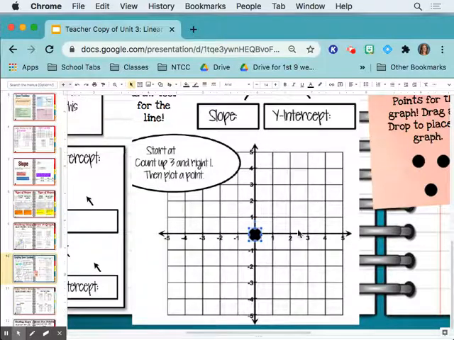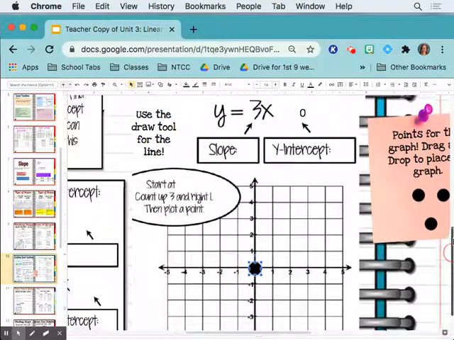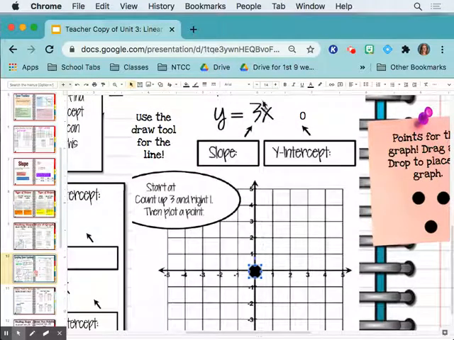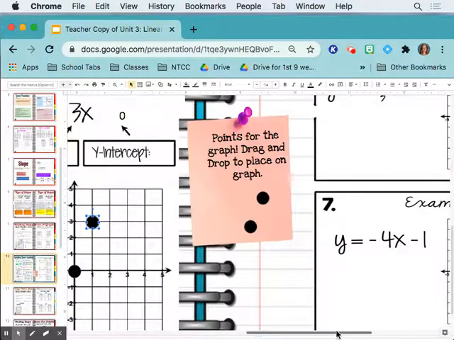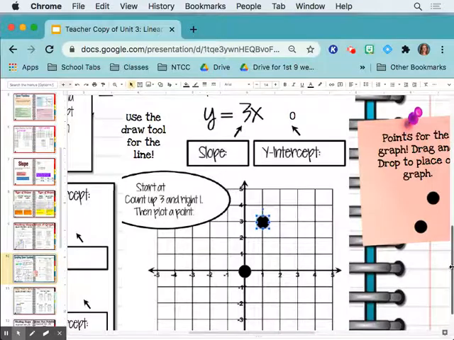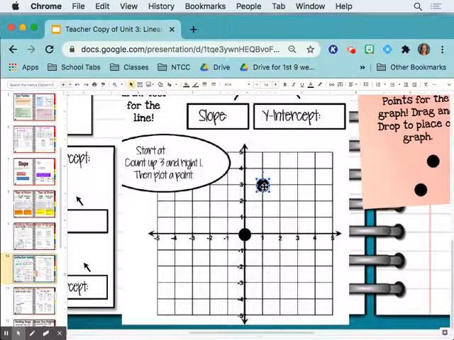Then we're going to count rise over run. So how much is it going to rise? 3. And how much will it run? 1. If there's nothing on the bottom, that automatically means it's a run of 1. So I'm going to act like this is my pencil. I'm going to go up 1, 2, 3, over 1. And I can't do that again because there's not enough space on my grid.